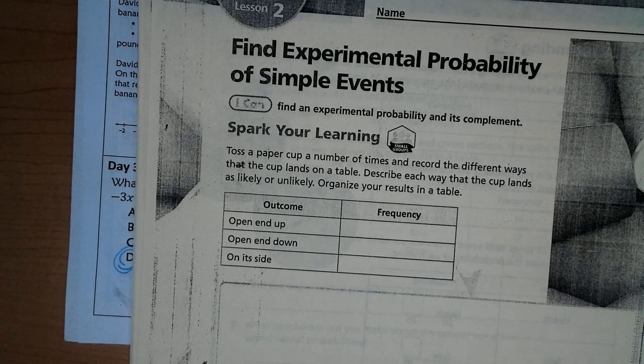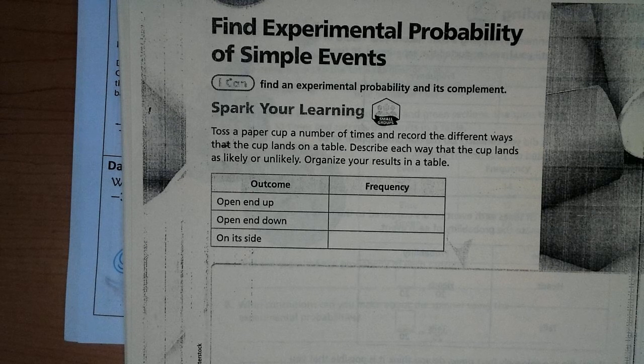All right, so it says, toss a paper cup a number of times and record the different ways the cup lands on a table. Describe each way that the cup lands as likely or unlikely. Organize your results in a table. All right, so let me grab my cup. Here's my cup, and we are going to toss it.